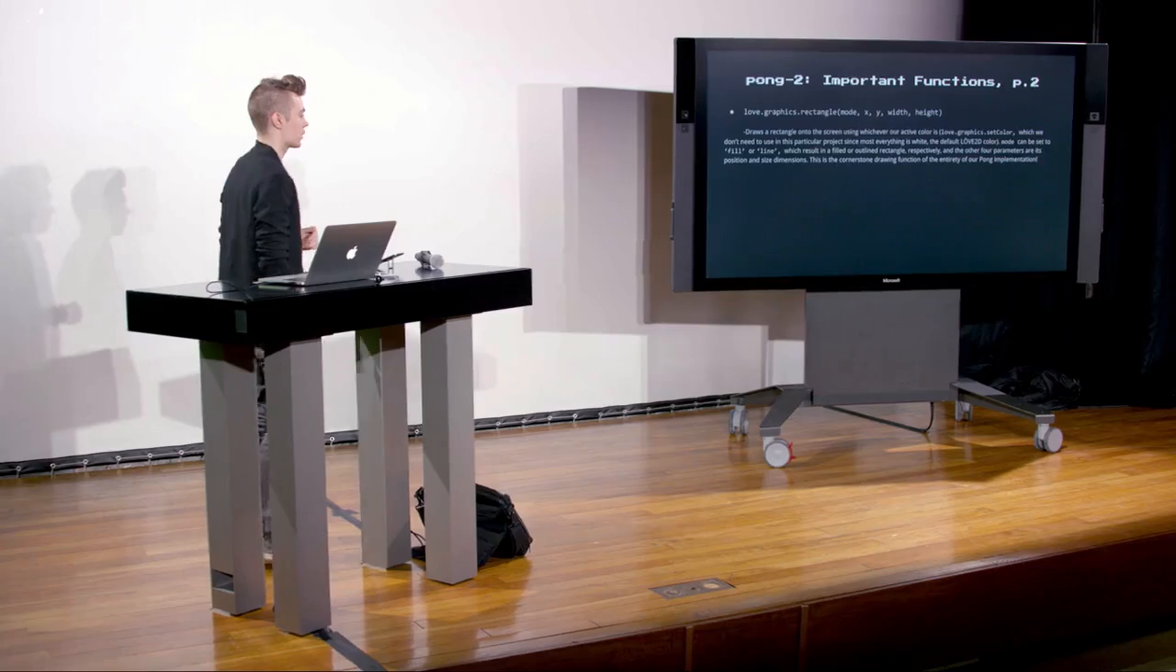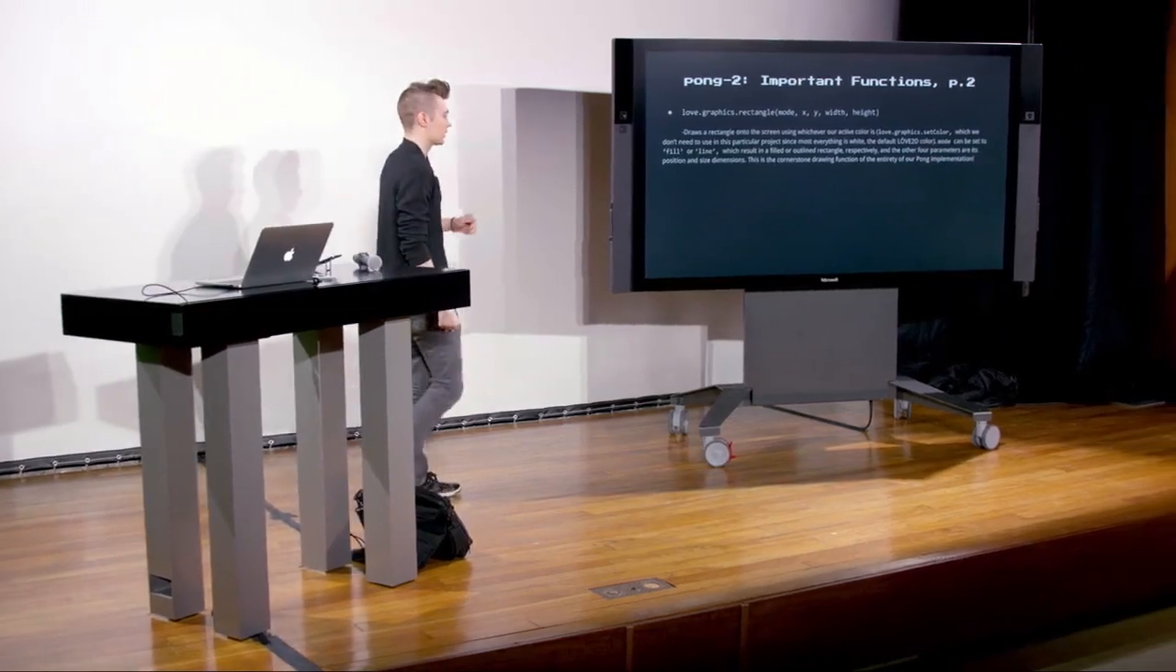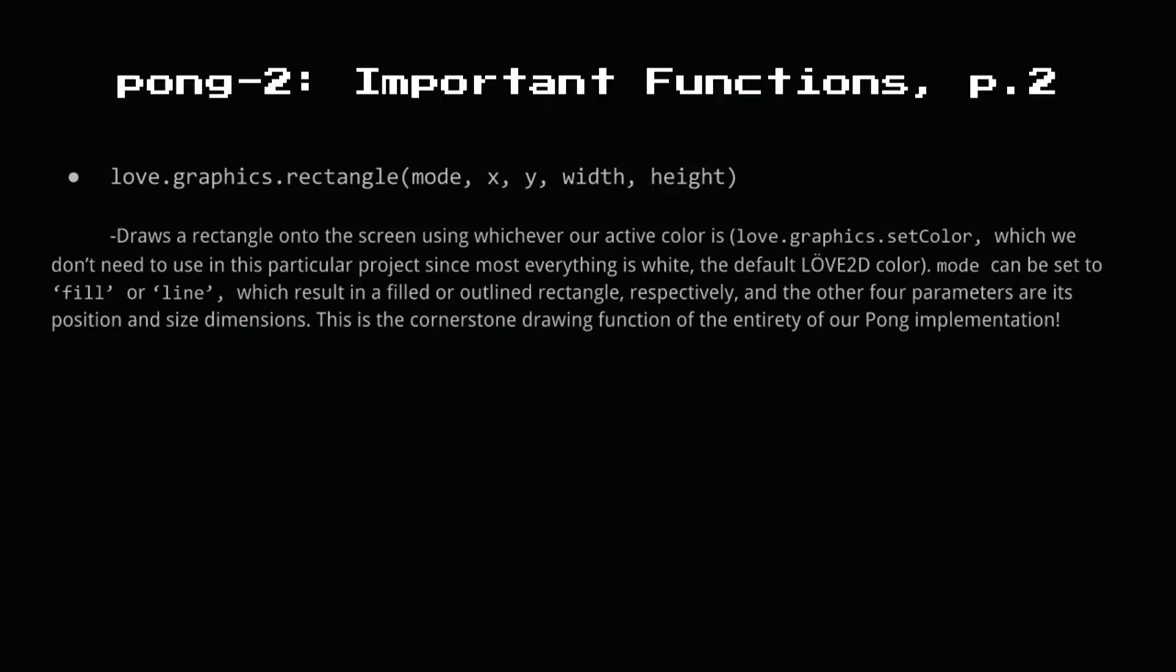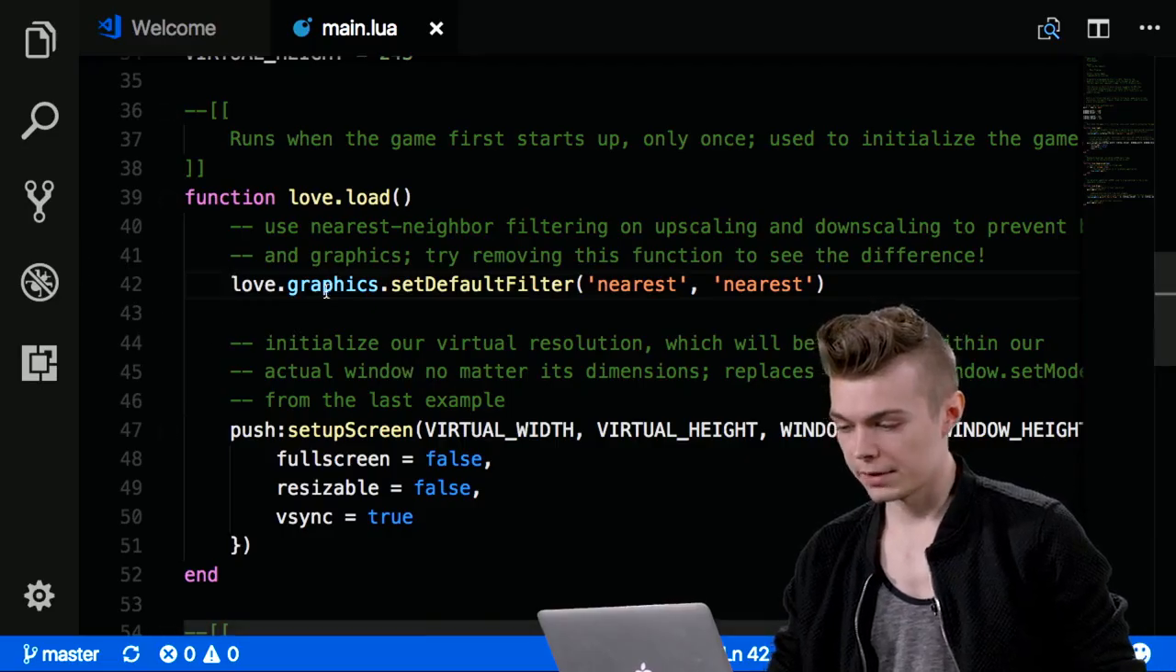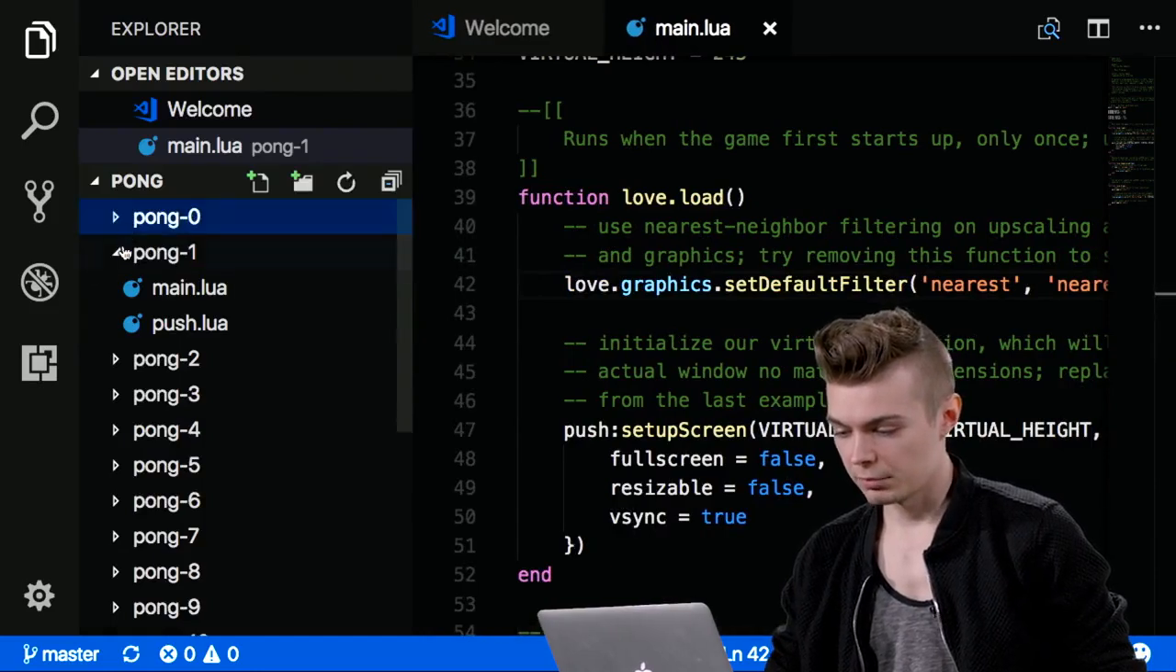And then the last function, probably the most important function, is love.graphics.rectangle. And this is the first function that we'll see that actually ends up drawing something beyond text to the screen. It takes a mode, which can be fill or line, an X and a Y, and a width and a height, and it'll draw a rectangle in that mode, so either a filled rectangle, or a line rectangle. It'll draw it at X, Y with the width and height that we pass in. So let's go ahead and take a look at Pong2, where we can see this actually implemented.